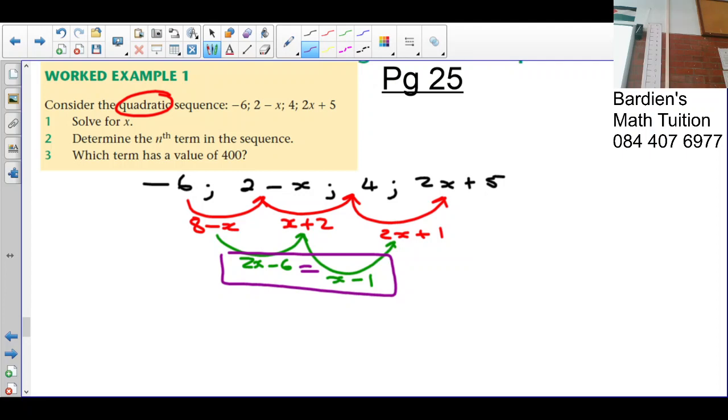Does it make sense? If they had said it's a linear pattern or an arithmetic pattern, I would have said that is equal to that, or that is equal to that, or the first one equal to the third. Okay? Because they say it's a quadratic, it has a second common difference. So I can say therefore 2x minus 6 is equal to x minus 1. X is one side, numbers are the other side. So it becomes 2x minus x is equal to negative 1 plus 6, which is 5. X is then equal to 5.